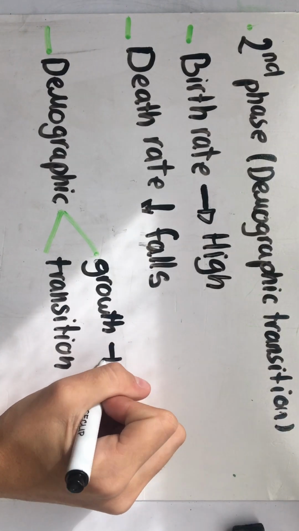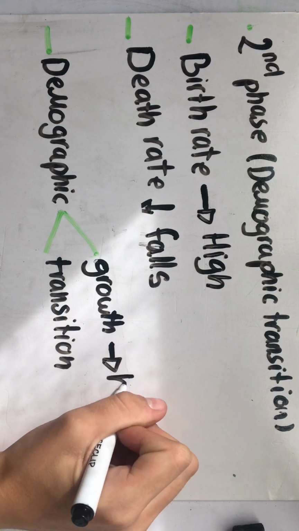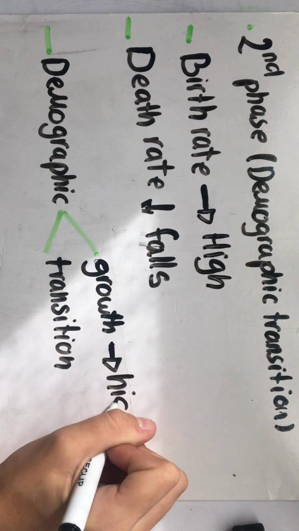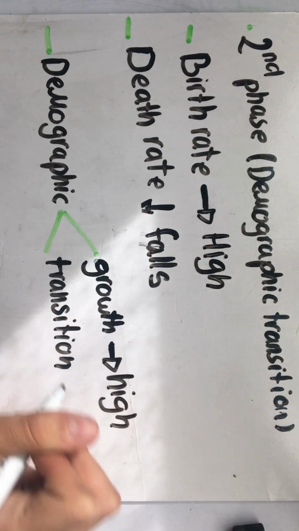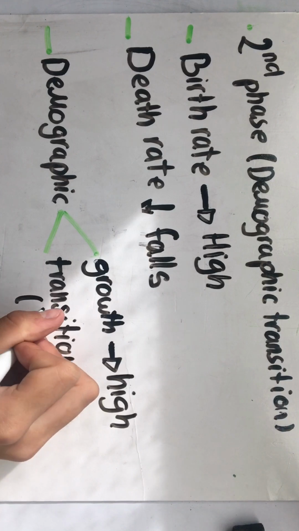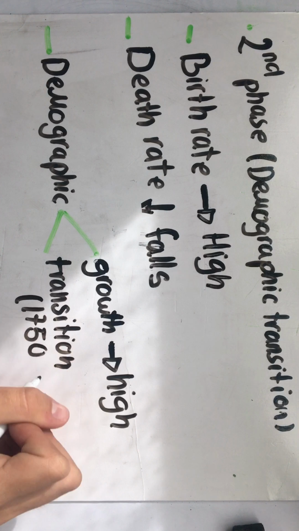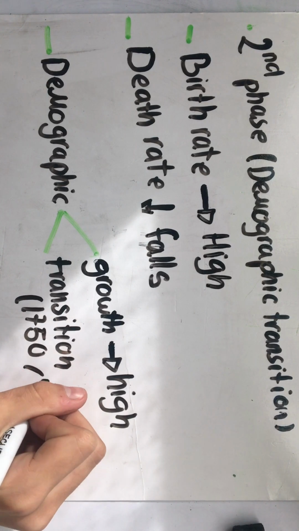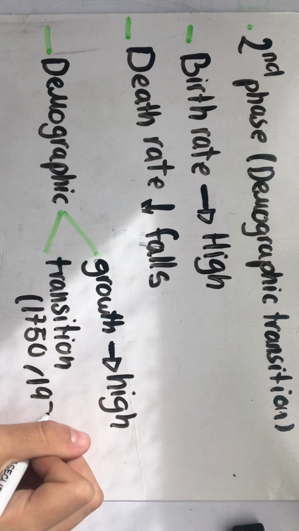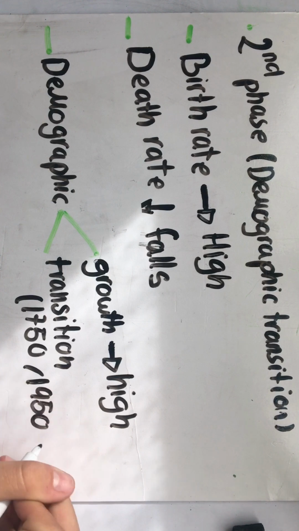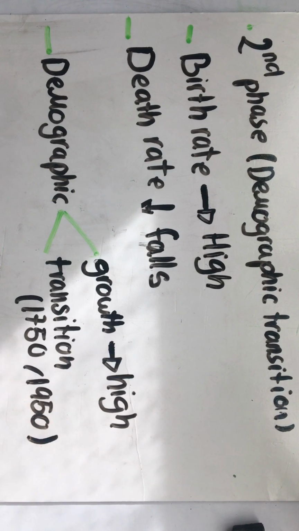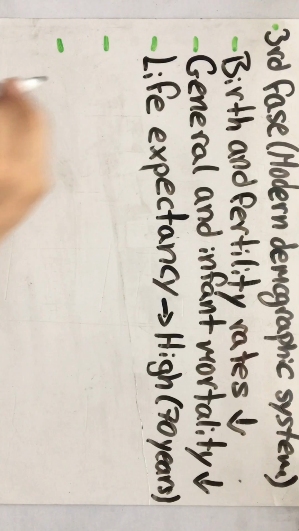Second phase, demographic transition. The birth rate continues to be high. However, in contrast, the death rate falls sharply given an improved diet, healthcare, and hygiene. As a result, the demographic growth is very high. Today, developed countries went through this demographic transition between 1750 and 1950.